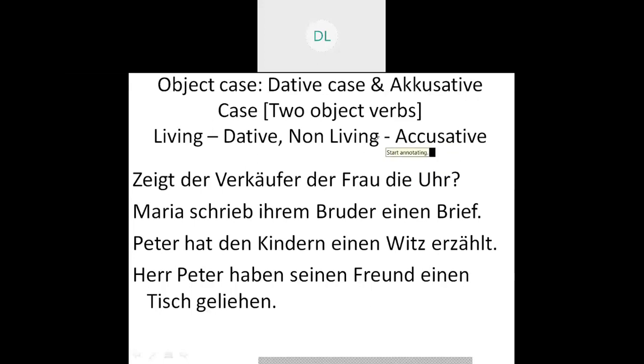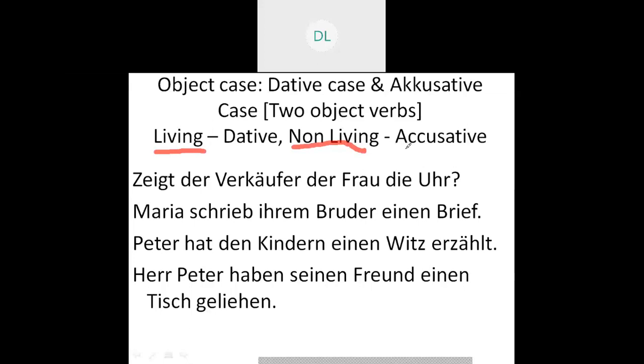Whenever I have two-object verbs, there are some 8 to 10 such verbs. So, the object case, that is two-object verbs: one is living and one is non-living. I send something to someone, I give something to someone, I show something to someone. When I say something, it denotes or indicates the non-living, and someone indicates the living. So for the living, I will be using the dative.